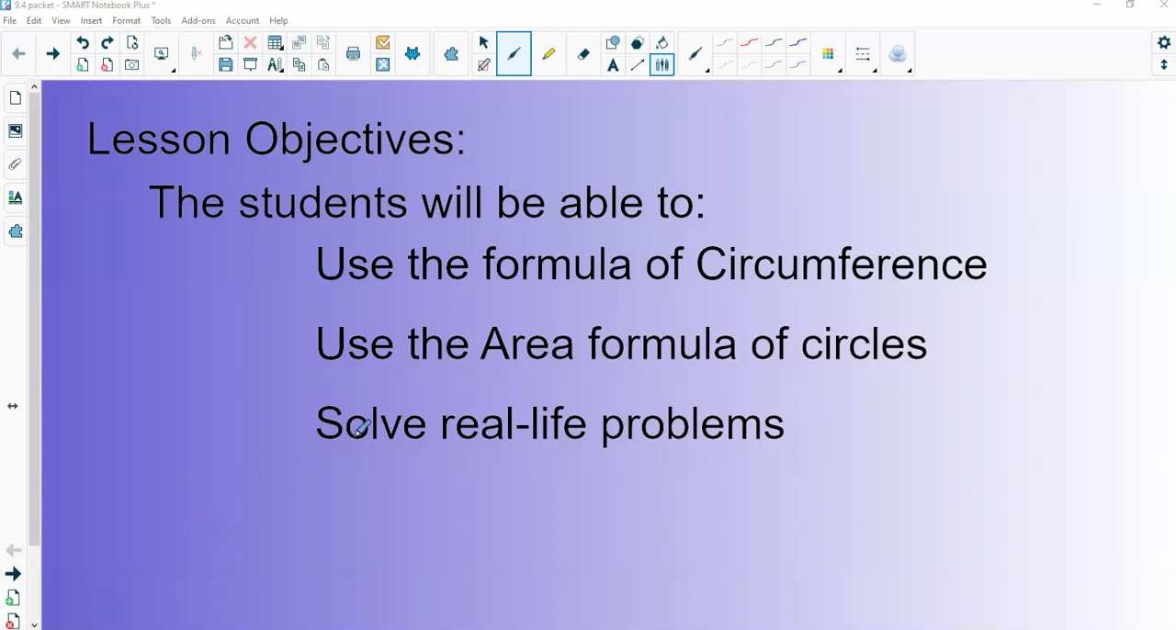Okay, here are the lesson objectives. Make sure you write them down. And let's get ready to begin.